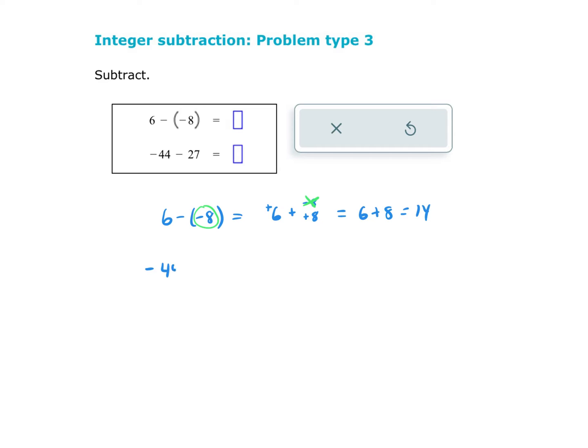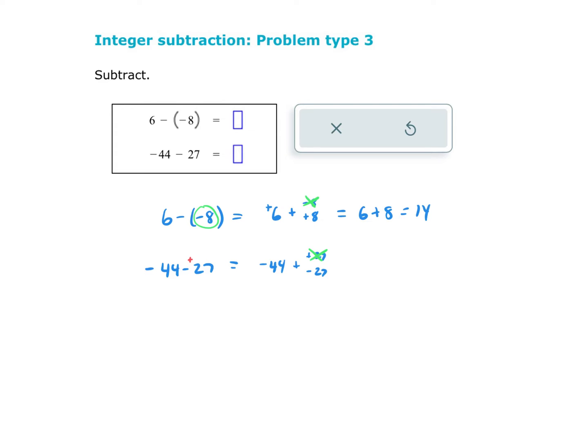Our next one, -44 minus 27. I have 44 negatives. I'm trying to take away 27 positives. I don't have 27 positives, so I'm going to give myself 27 positives and 27 negatives. Then I'm going to take away the 27 positives.